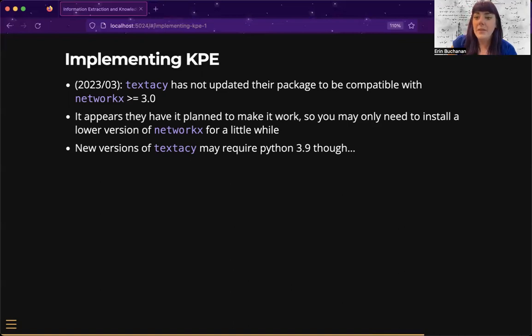You may need Python 3.9. So you may not want to upgrade textacy if you don't have Python 3.9 quite yet. Just a warning: if you have issues with these keyword extraction functions, you might consider downgrading NetworkX first, and then maybe downgrading textacy a little bit as well. But if you have Python 3.9, upgrade them both. They have plans to make it work.